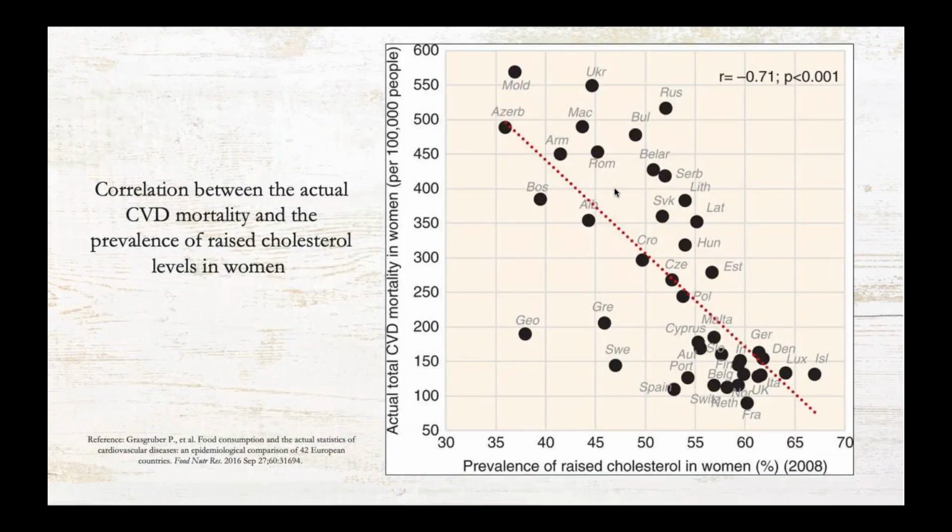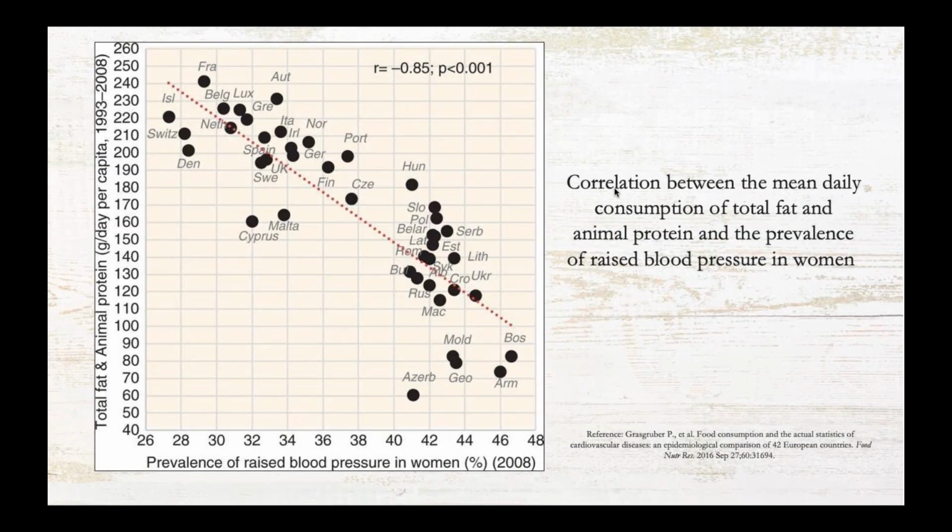And you can look at all the different studies in this particular paper, a meta-analysis, I should say, and then you look at the prevalence of raised cholesterol and actual cardiovascular disease mortality, and you can see that as cholesterol levels increased, the mortality from cardiovascular disease actually decreased. Again, this is very surprising for some people to see. Animal fat and animal protein, right? We're going to put those two together. We're going to look at blood pressure.